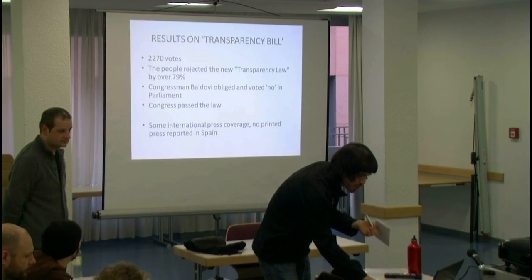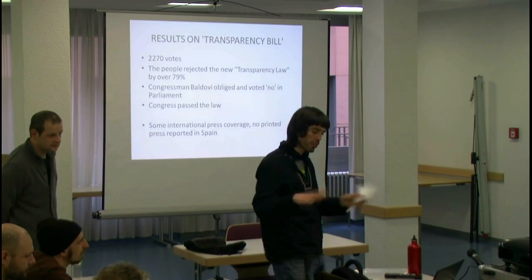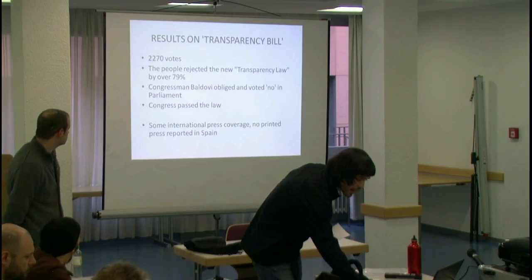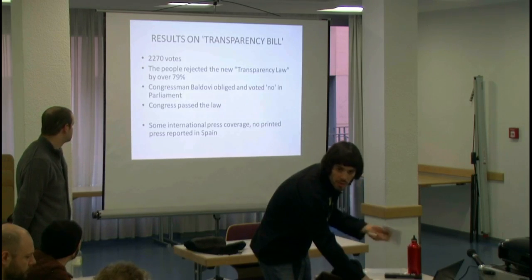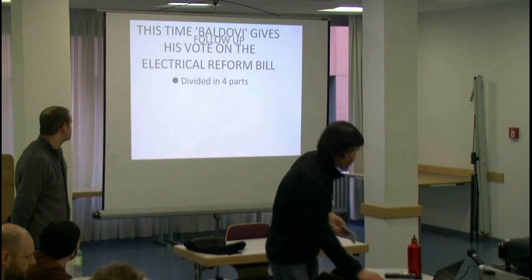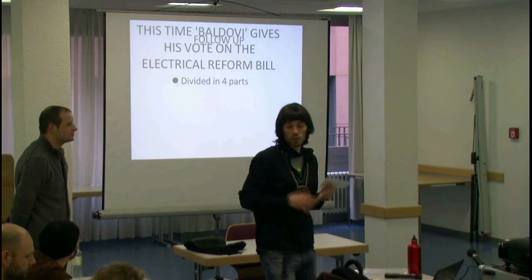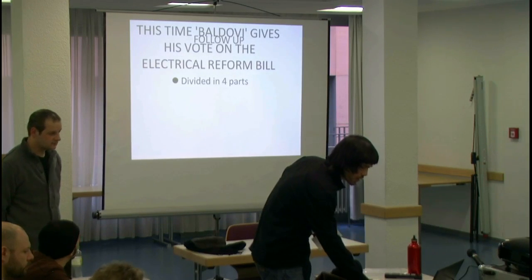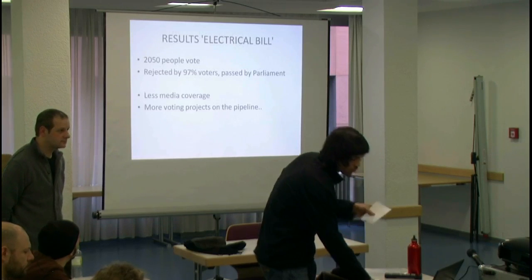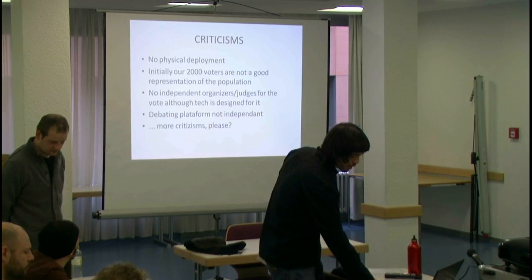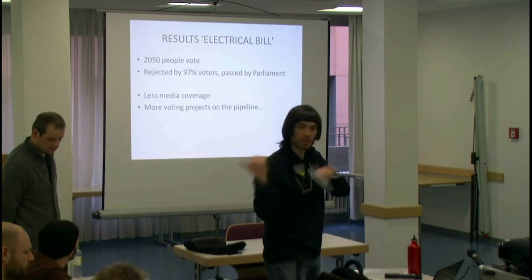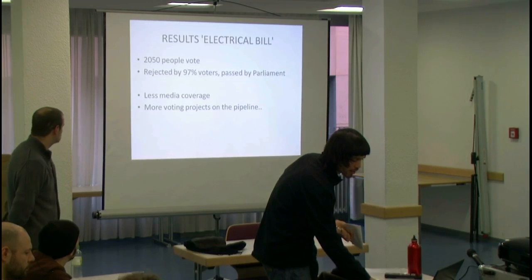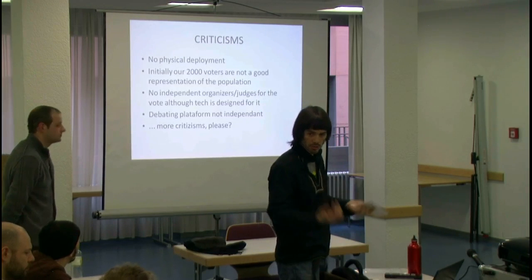For the results, in the first vote, 80% rejected the transparency law, which was voted. We didn't speak about what the law was, but it doesn't really matter now. And Congress passed the law, although 80% of our voters rejected it. Of course, our voters are not really the population, just 2,000 voters that mostly came from this party. In the second one, they divided the law in four parts, and 90% of voters said no. It appeared as yes because the yes was rejecting the vote, but there was less media coverage. We have lots of more projects coming along.